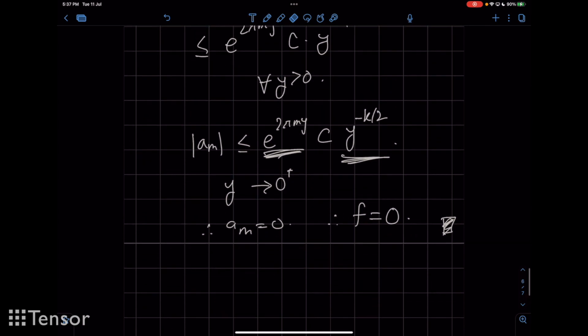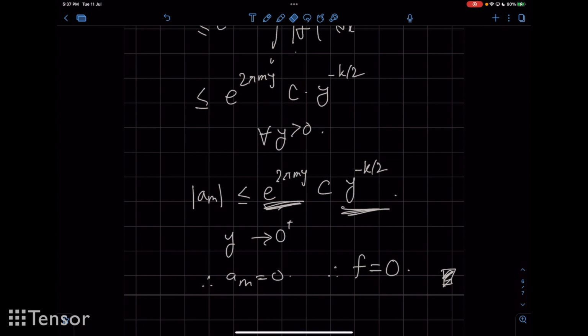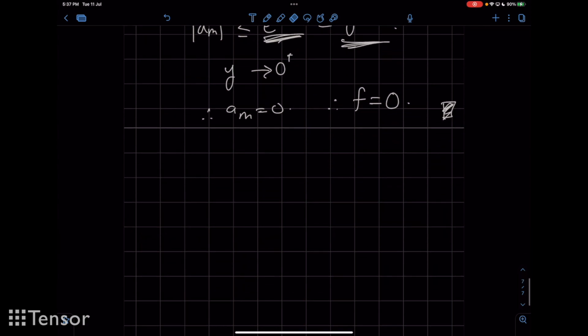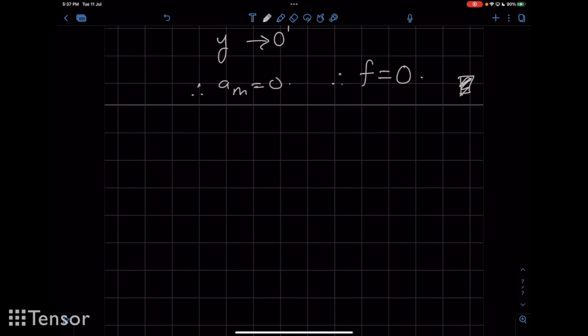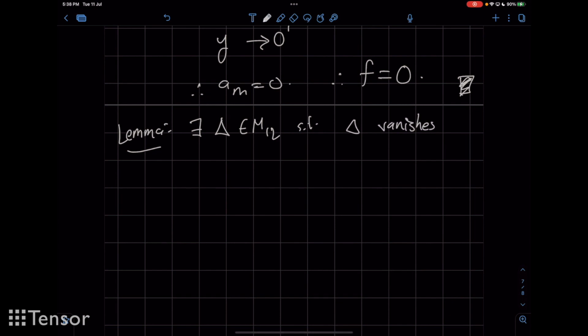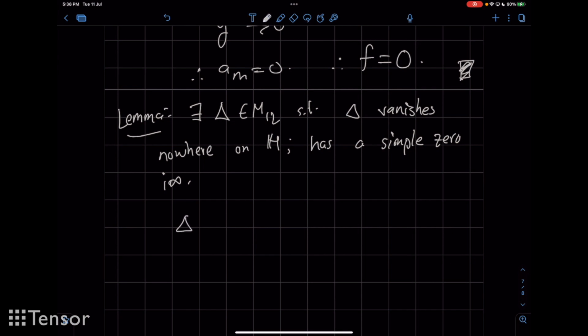Okay, so before we prove the finite dimensionality for the other positive weights, we need to prove another lemma. So let's state it. That lemma states that there exists a modular form, which we call delta, of weight 12, such that it vanishes nowhere in the upper half plane, and also it has a simple zero at the point of infinity. It's a function on the upper half plane, so if we take any point in the upper half plane as input, it never becomes zero.